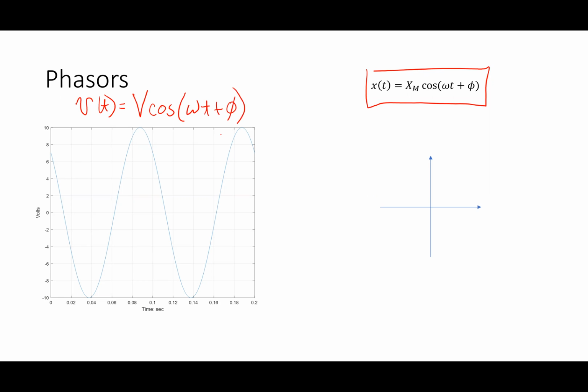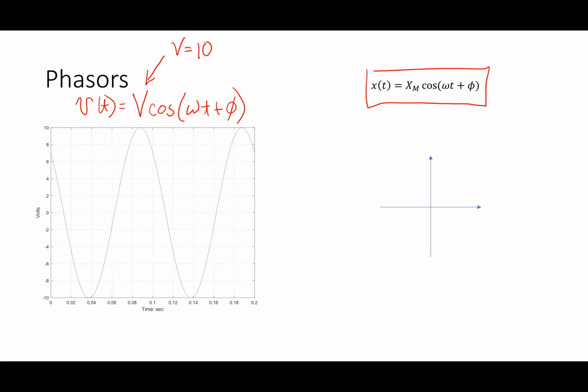And I want you guys to help me out here. What are the values V, omega, and phi? Let's start with the easy one, the amplitude. What is V in this case? The difference between two peaks? Not the distance between two peaks, but the amplitude. It's the peak value. 10. Yep. So V is 10.